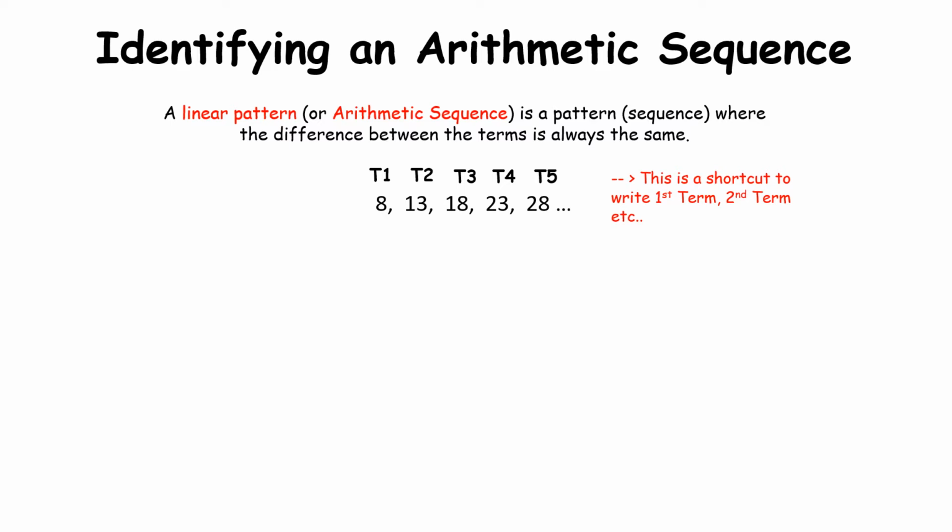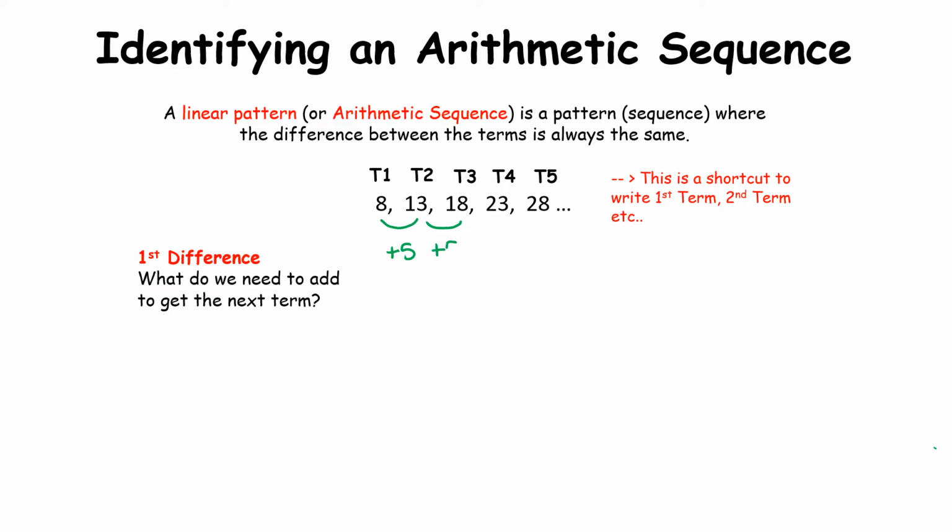So here we have our sequence, and we want to know, how do we identify it as an arithmetic sequence? Let's first figure out what the first difference is. What do I add to get to the next term? What do I add to 8 to get to 13? I add 5. What do I add to 13 to get to 18? I add 5. What do I add to 18 to get to 23? I add 5. And what do I add to 23 to get to 28? Again, that's 5. So that is what we call the first difference.